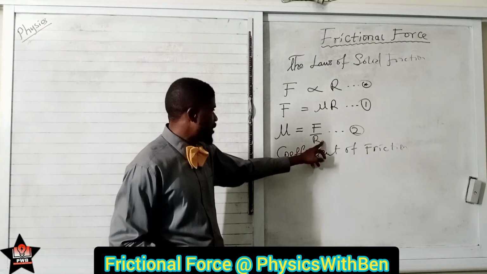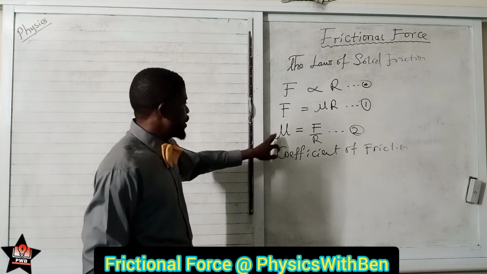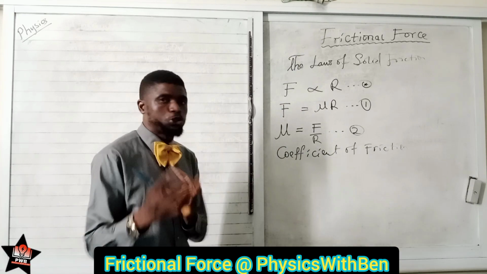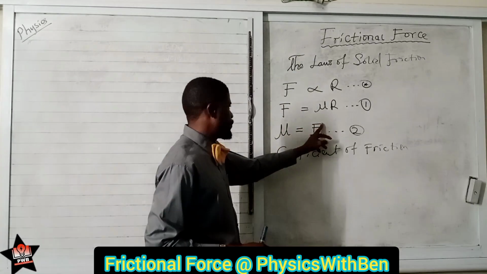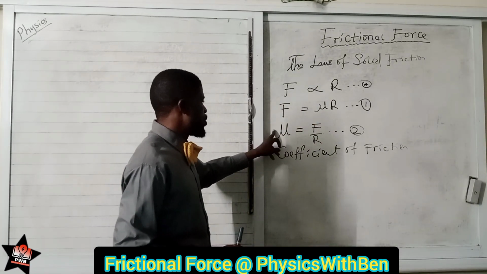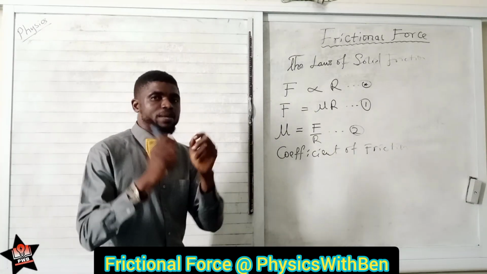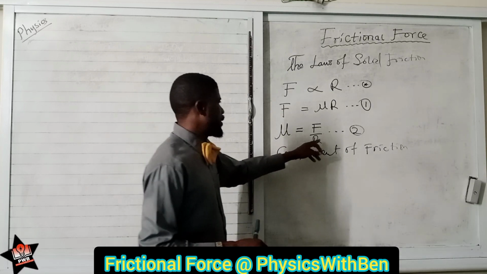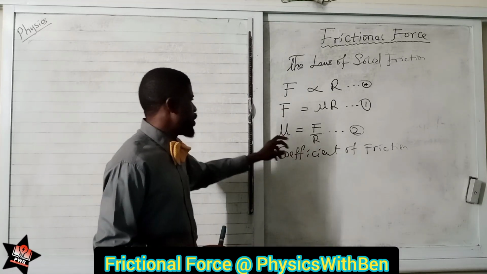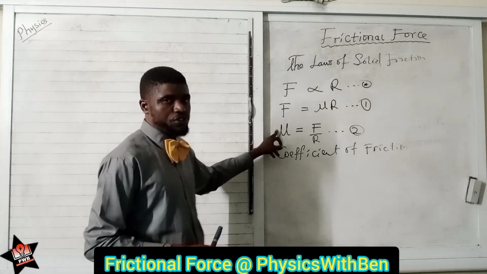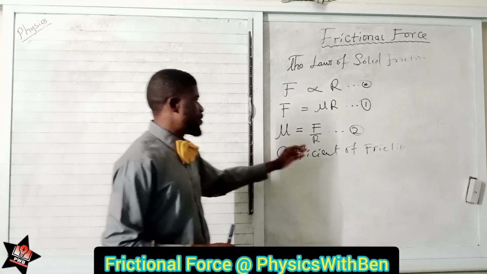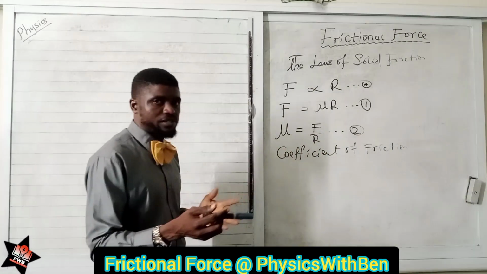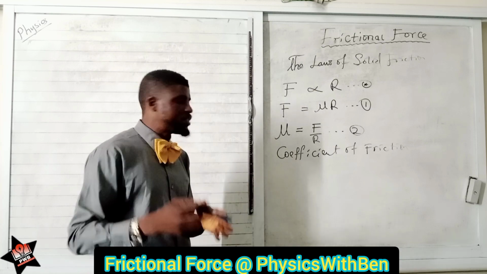So what this means is that the coefficient of friction and the normal reaction are inversely proportional to each other. And the frictional force and the coefficient of friction are directly proportional to each other. What this means is that if the normal reaction increases, the coefficient of static friction will decrease. So if you increase the mass of the objects, you know that normal reaction is equal to mass times gravity. We're going to look into that in this video as we proceed.